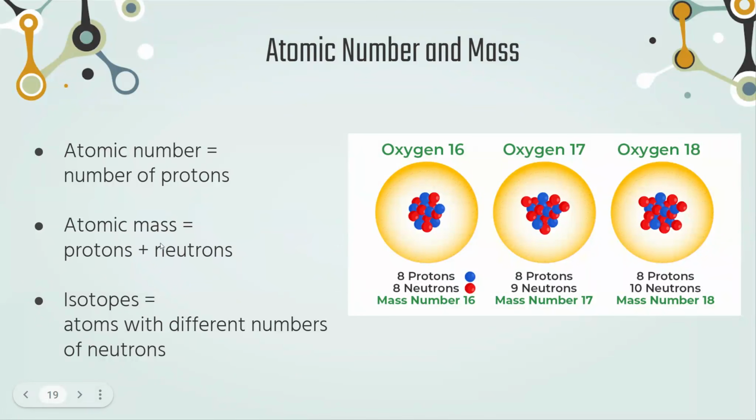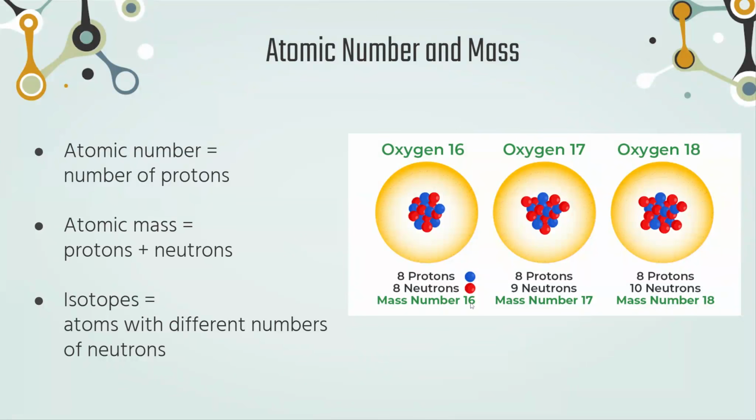We also talk about the atomic mass. And when we talk about the mass of an atom, we're actually talking about protons plus neutrons. How many protons you have, how many neutrons you have. So in this case, if this oxygen 16 has 8 protons and 8 neutrons, then its mass must be 8 plus 8, which makes it 16.